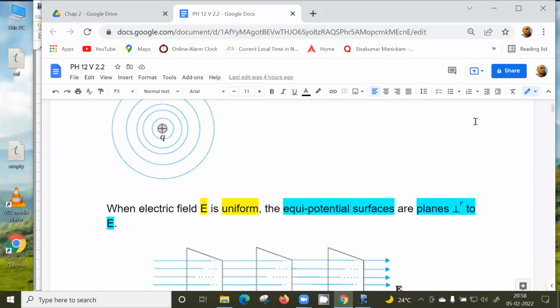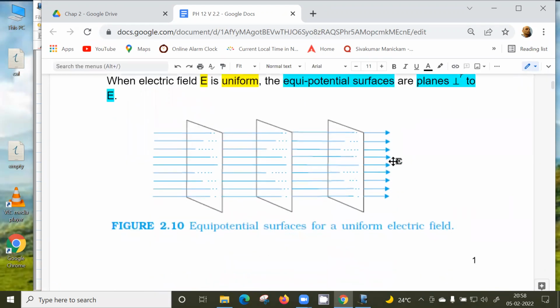Okay, and suppose I have a uniform electric field like the one between two capacitor plates. Here, the equipotential surface will be a plain rectangular sheet, because the potential at any point on this plane will be the same. Suppose I take this point as a reference, the work done moving from here to here is the same as the work done moving from here to here. So the potential at all the points will be the same.